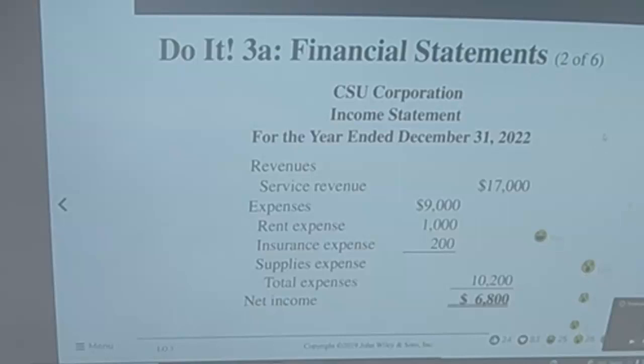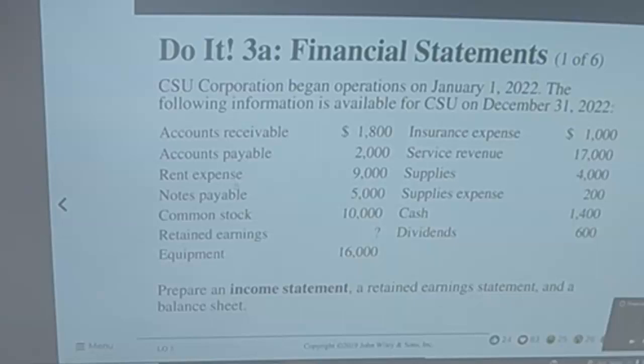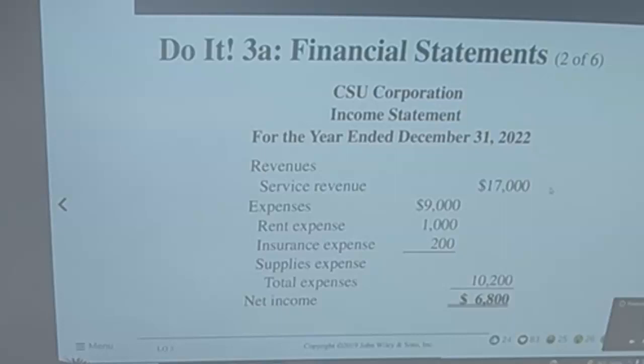Well, the first thing we do, corporation income statement, and this is for the year ended. Revenues, there was only one revenue account. And you know that because you go through the listing here and you pick up the account that says revenue. Simple, right? And there's only one, so it goes to the outside column. Then the next category are expenses.